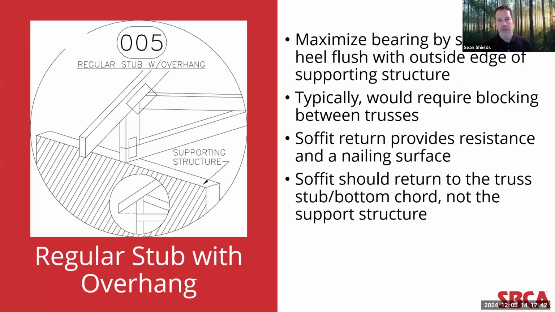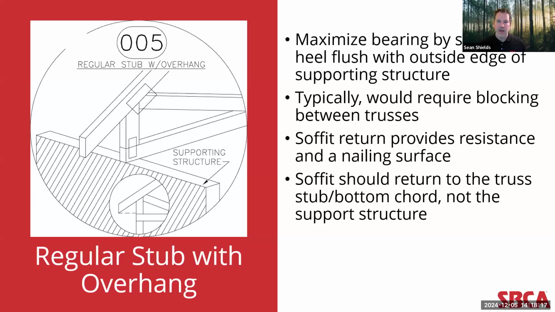Detail 5 shows the same stub truss, but this time the top chord has an overhang. From a design and installation standpoint, again, you'll want to maximize the bearing area by setting the heel of the bottom chord of the truss flush with the outside edge of the supporting structure. With the stub, blocking again would typically be required between the trusses. But again, depending on the height of that stub, that blocking may look very different.